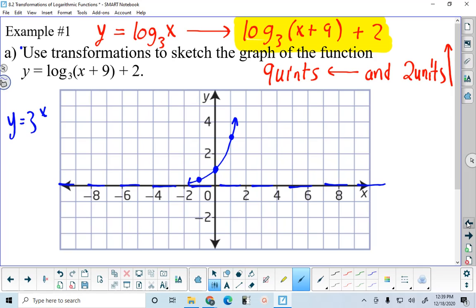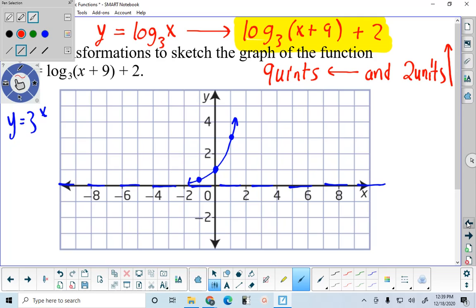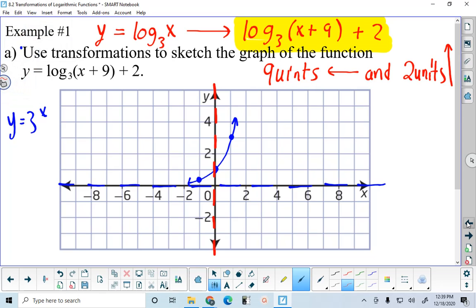Now what I'm going to do is graph in red y equals log base 3 of x. So I'm using the idea that everything gets switched. The asymptote, which was a horizontal asymptote at y equals 0, now becomes a vertical asymptote at x equals 0. The y-intercept of the blue graph is 1, which means the x-intercept of the red graph is 1.